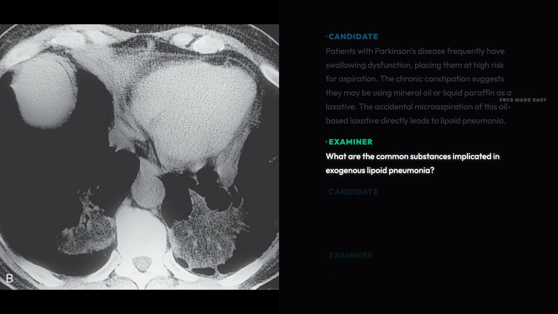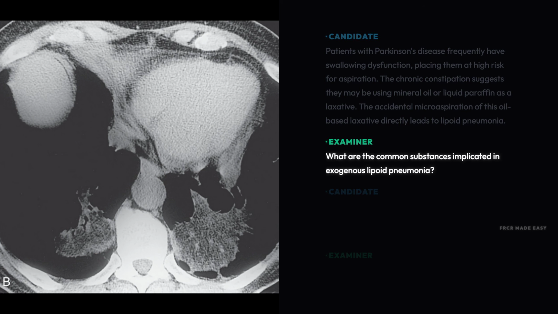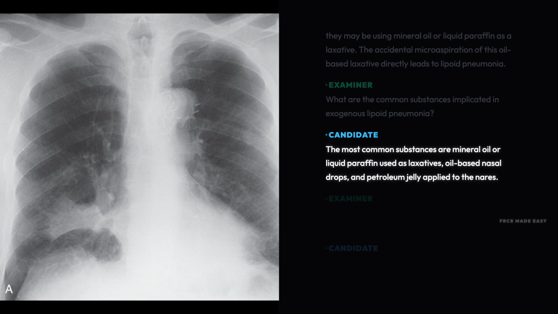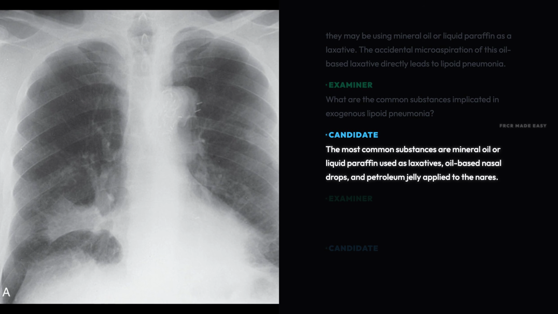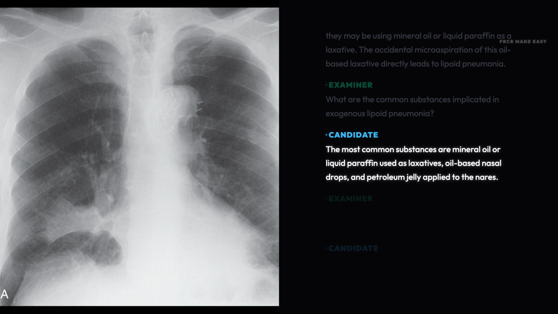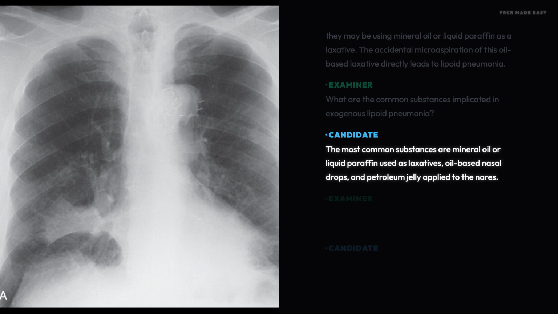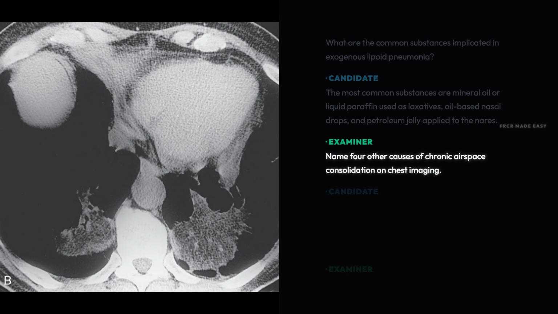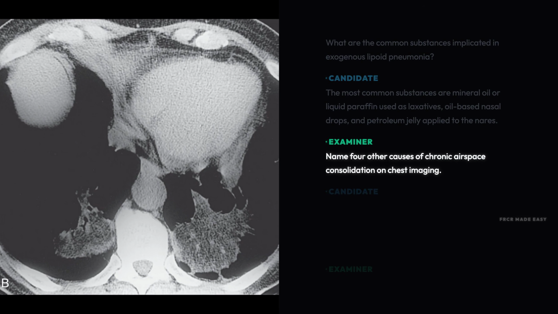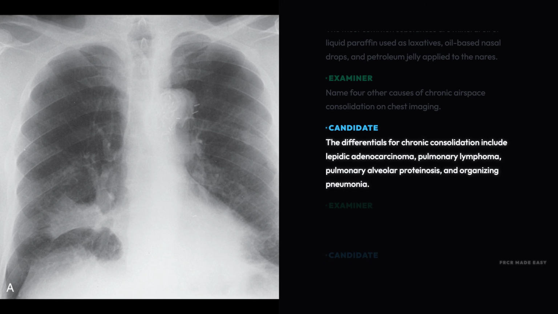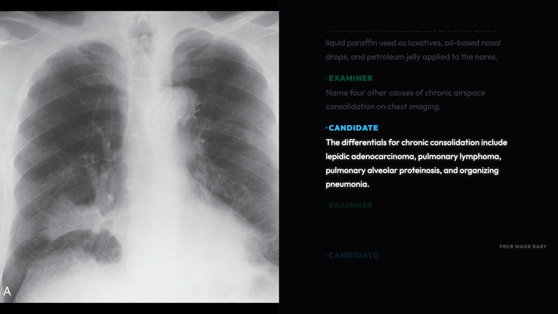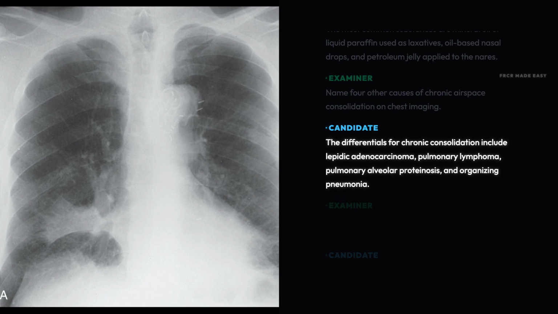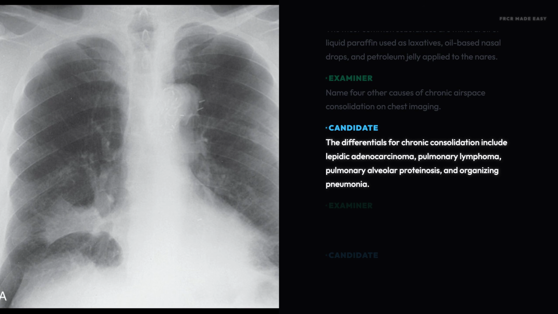What are the common substances implicated in exogenous lipoid pneumonia? The most common substances are mineral oil or liquid paraffin used as laxatives, oil-based nasal drops, and petroleum jelly applied to the nares. Name 4 other causes of chronic airspace consolidation on chest imaging. The differentials for chronic consolidation include lipidic adenocarcinoma, pulmonary lymphoma, pulmonary alveolar proteinosis, and organizing pneumonia.